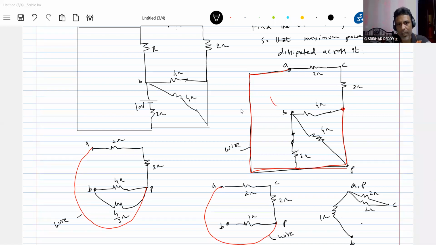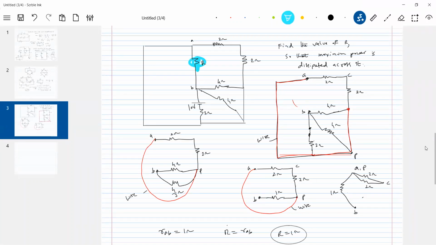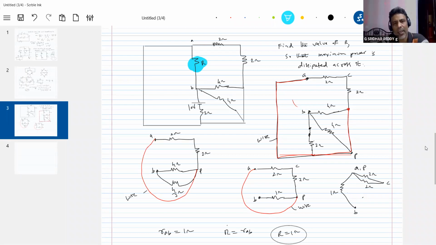What is the method I told you? There's a resistor across which the power dissipated is maximum. What is the maximum power dissipated across the resistor R, and what should be the value of R so that the maximum power will be dissipated across it? That was the question, and what should be the value of R is what it's asking.